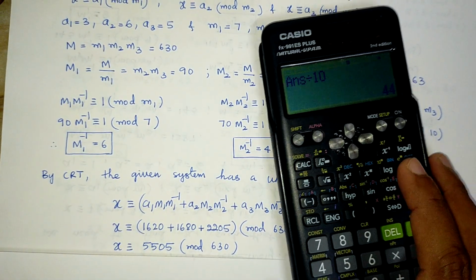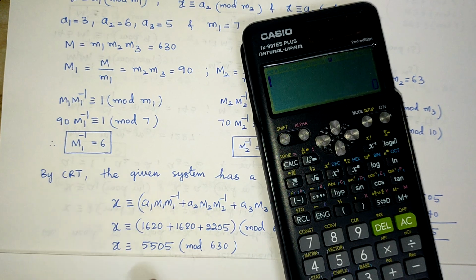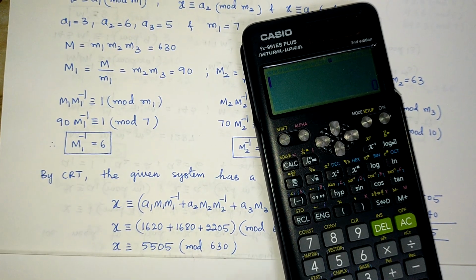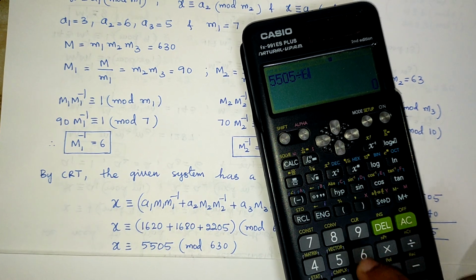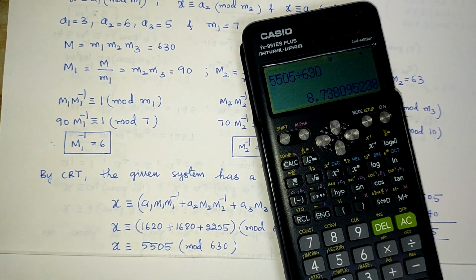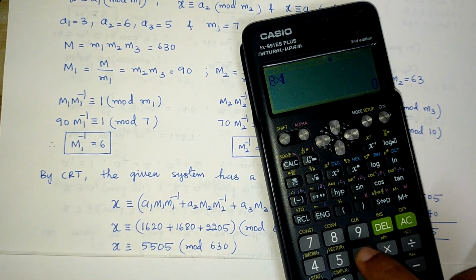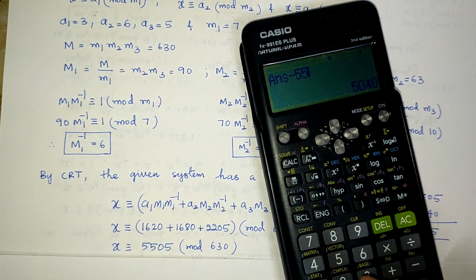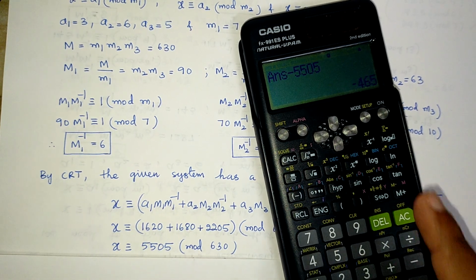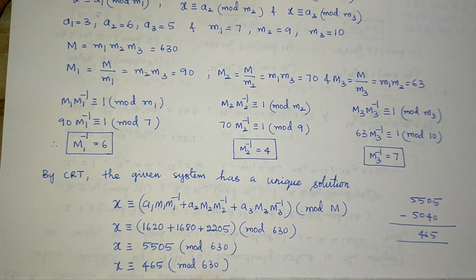What you have to do in this case is divide 5505 by 630. It is 8 point something, right? So you have to multiply 630 by 8 and subtract this value from 5505. So it is 465. So x is congruent to 465 modulo 630.